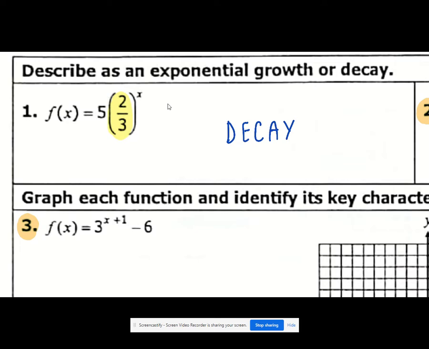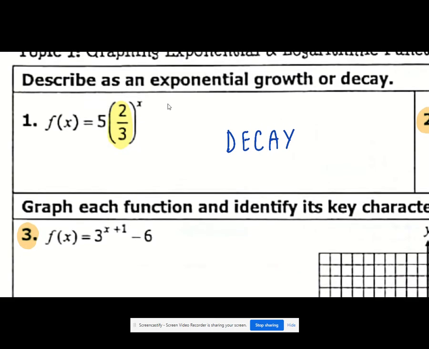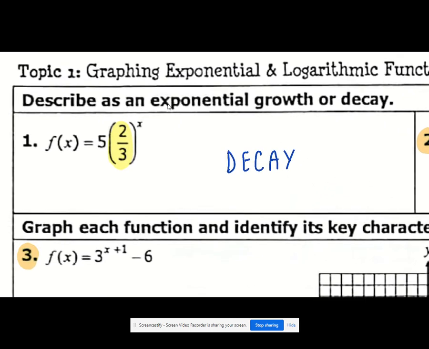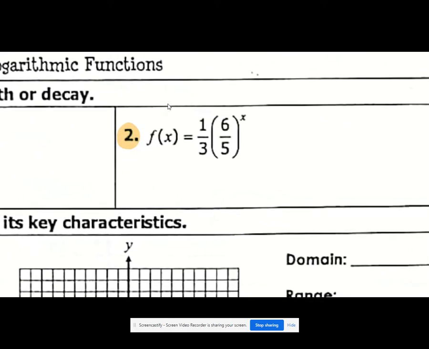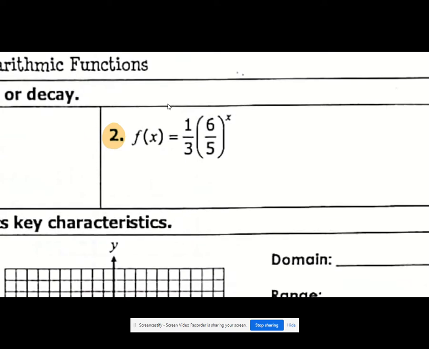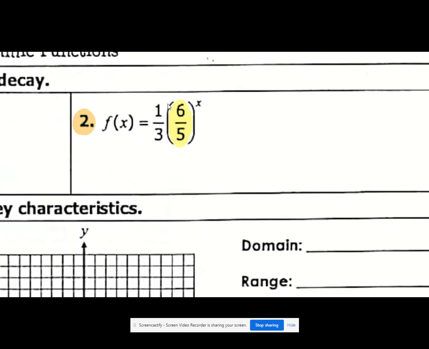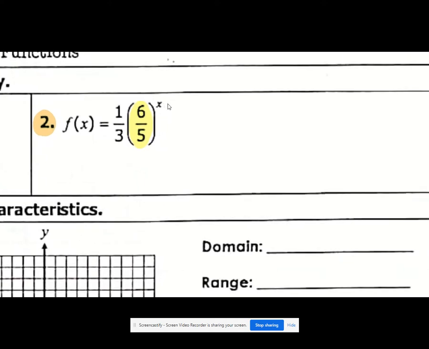Okay, so let's start off with number one. Again, you're supposed to determine whether it's growth or decay. So remember, it's all about the base of that exponent. On number one, the base is 2/3. That's clearly less than 1. That's why it's decay. But if you look at number two, the base of that exponent is 6/5. Now again, don't focus on the fact that it's a fraction. Focus on the fact that the value of 6/5 is 1.2, which is definitely greater than 1. And therefore, this one is going to represent exponential growth. Okay, so make sure you're aware of that.